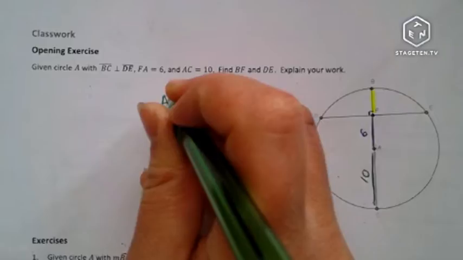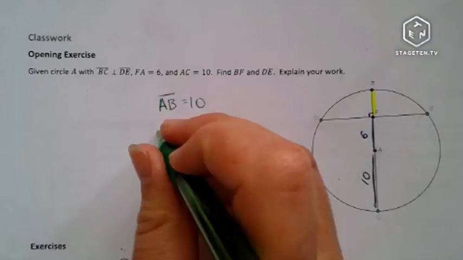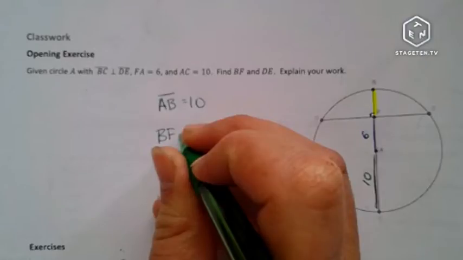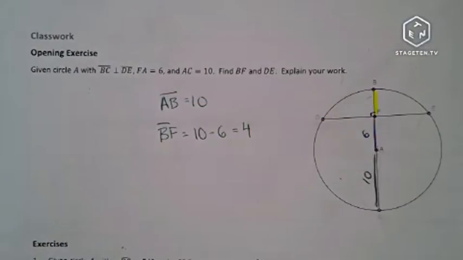So for this first one, given circle A with the measure of arc BC here being 54, and CDB, so let's use our highlighters again, CDB right here is congruent to DBE. Find the measure of DE, these are equal.